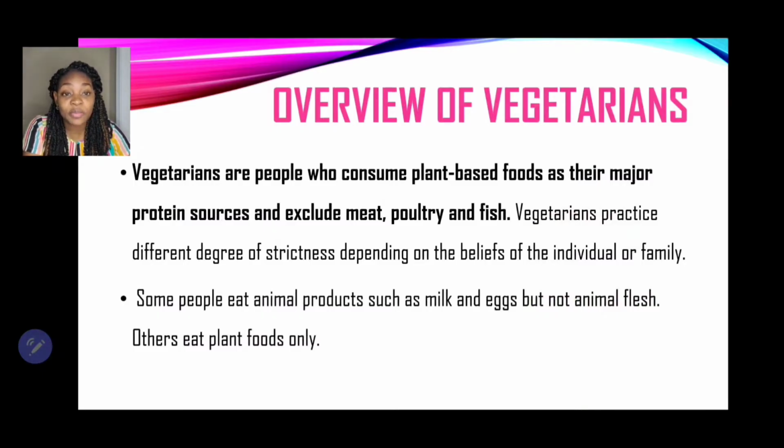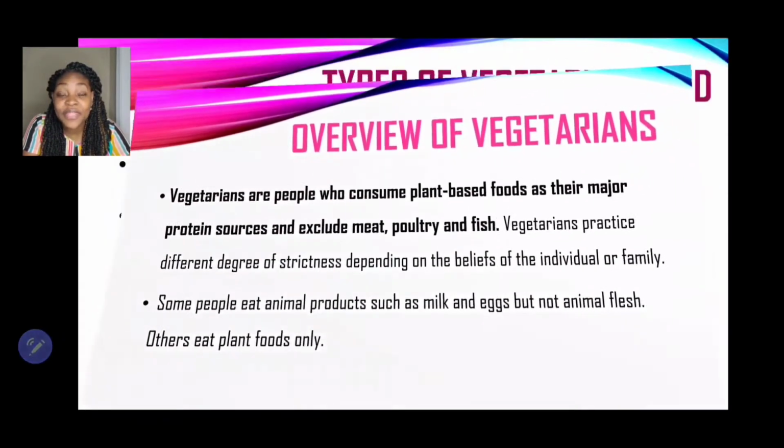Now, vegetarians are people who consume plant-based foods as their protein sources and exclude meat, poultry, and fish. Vegetarians practice different degrees of strictness depending on the beliefs of the individual or the family. Some vegetarians eat animal products such as milk and eggs, but not the animal flesh, while others only eat plant foods. Good.